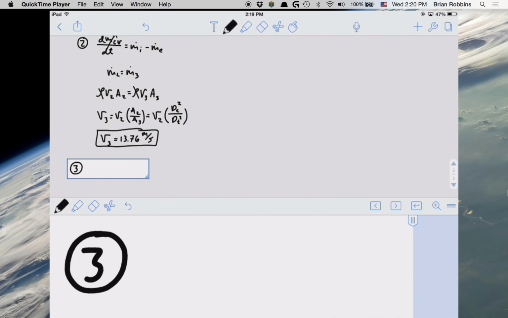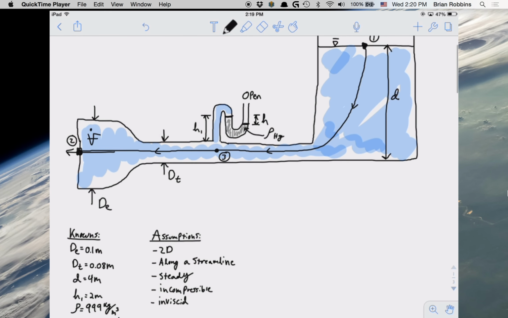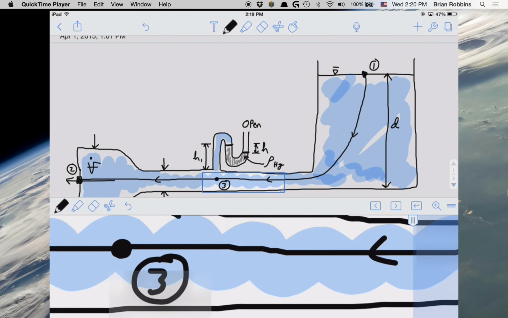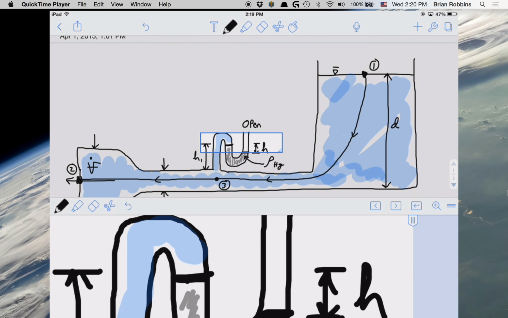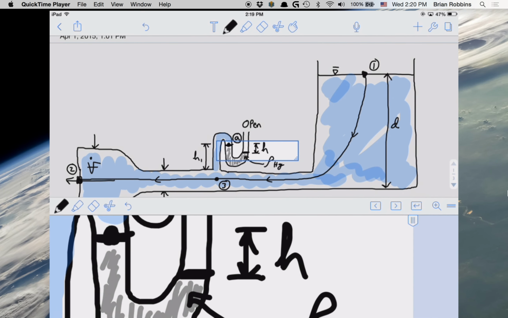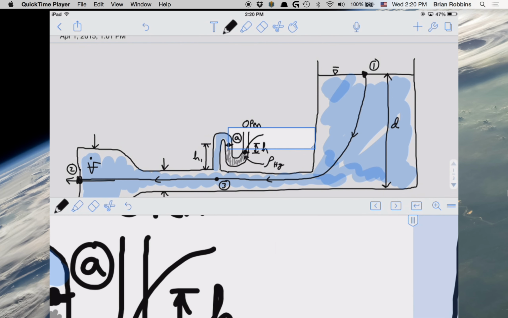Okay, so step 3. We're going to be looking at some pressure differences here, so let's go ahead and establish points. We're going to go from point 3 to the very top of our gauge fluid here, which we're going to denote as A. Then we're going to go from the very top of our gauge fluid to the lower portion of our gauge fluid, which is open to atmospheric conditions here. And we will denote this as point B.